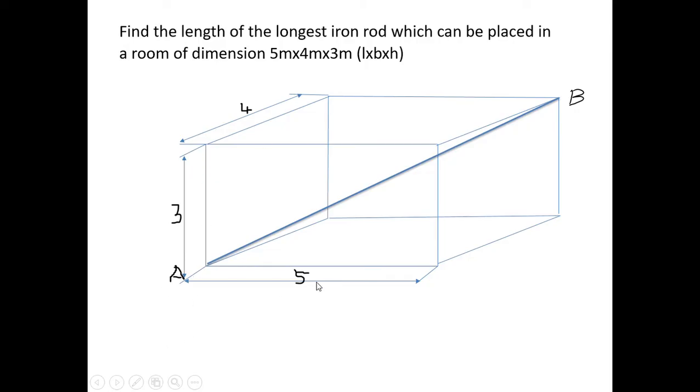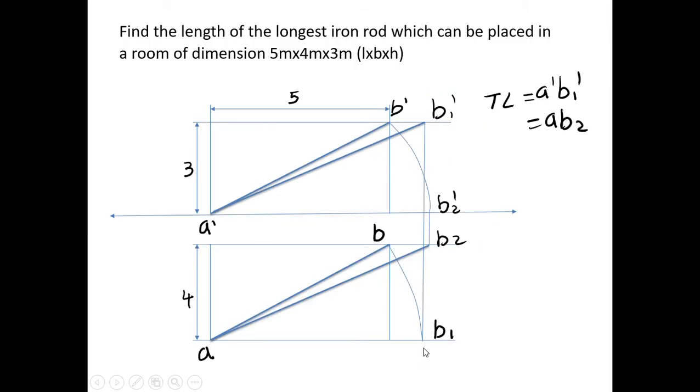Front view means you are viewing this room from here. You can see a rectangle of 3 by 5, 3 meter height and 5 meter width. So you take 1 meter is equal to 1 centimeter as scale. The front view will be a rectangle of 3 centimeter height and 5 centimeter width, and top view will be another rectangle of 4 meter by 5.